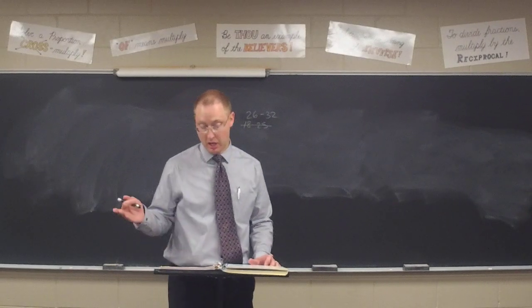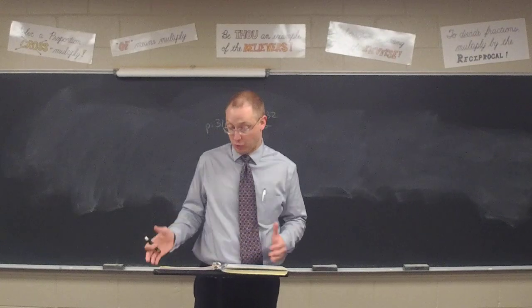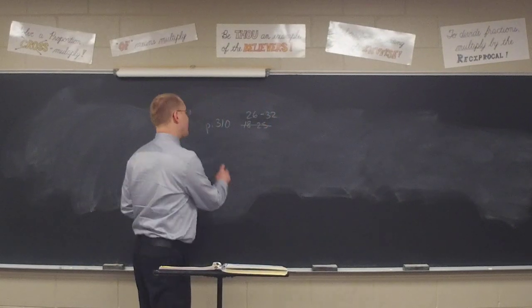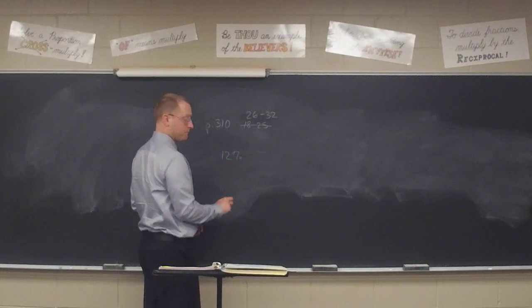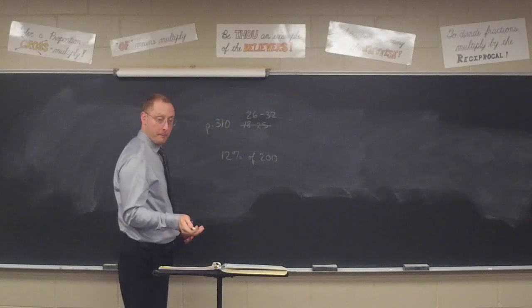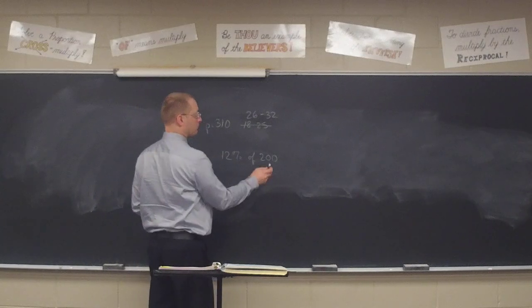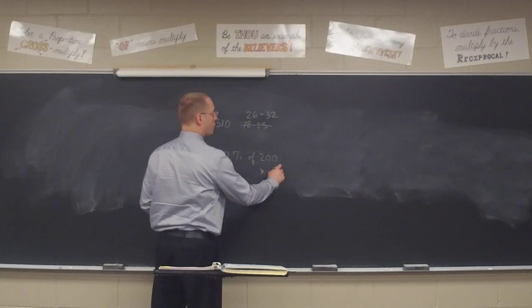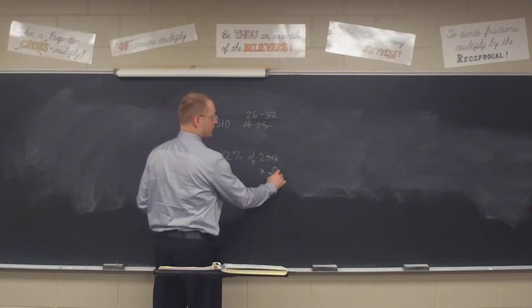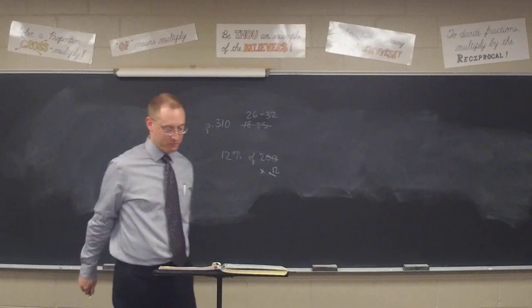Well, looking at the graph, how many people said butter pecan's their favorite? 12%. Of how many total people in the survey? 200. So just take 12% of 200, which means we need to multiply 200 times 0.12. What's going to happen to the 2 zeros and the 2 decimal places? They're going to cancel with each other, so we're just going to get 24.